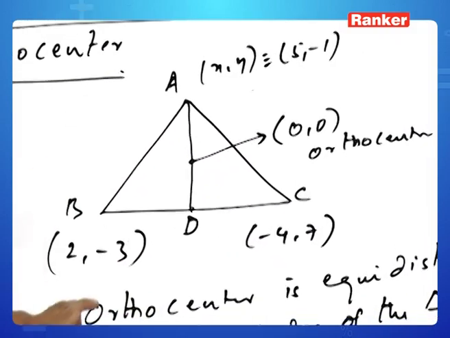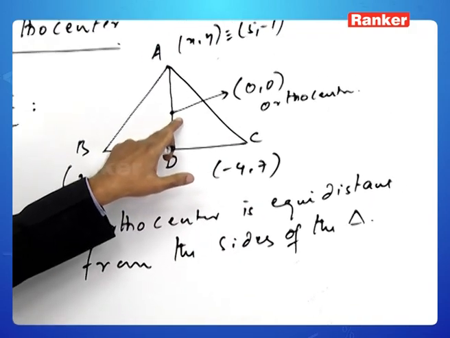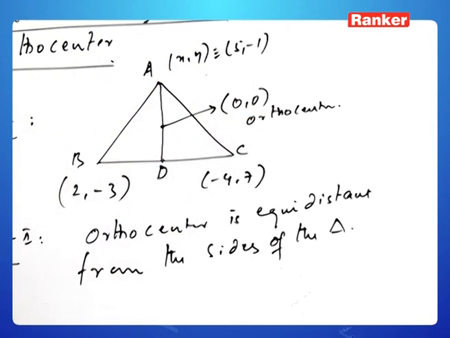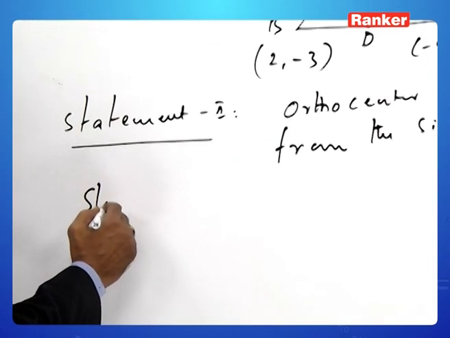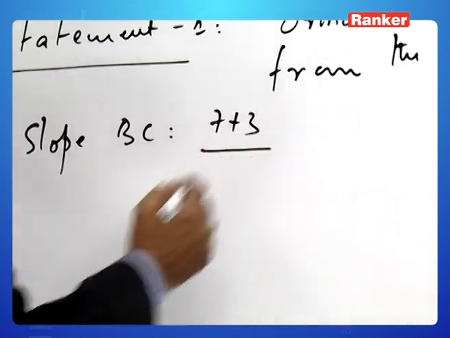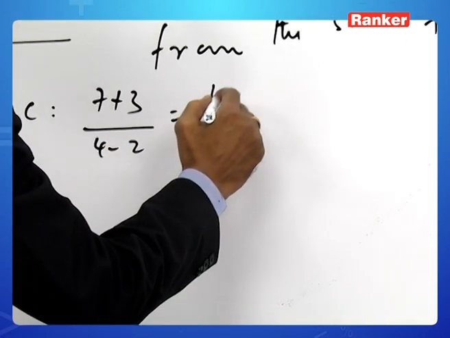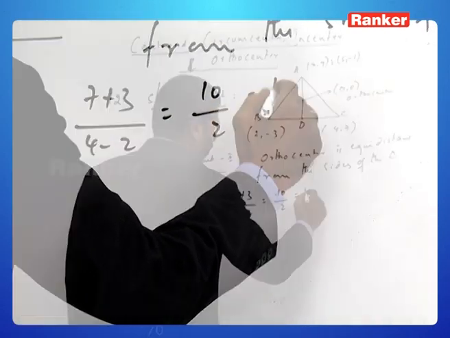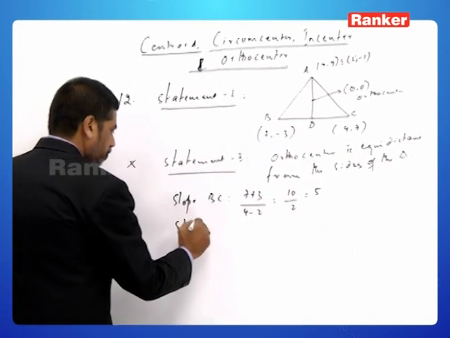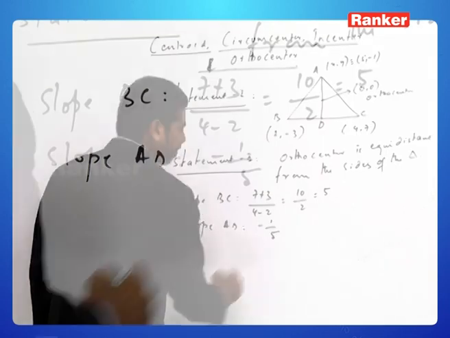So let's look at this diagram in which (2, minus 3) and (minus 4, 7) are given vertices, orthocenter at origin, and the third vertex (5, minus 1) is given. Let us take it as (x, y). So let us look at slope of BC. This will be 7 plus 3 by 4 minus 2. That is 10 by 2, which is 5. So the vertices are (2, minus 3), (4, 7). So slope AD will be the negative reciprocal of this. So it is minus 1 by 5.